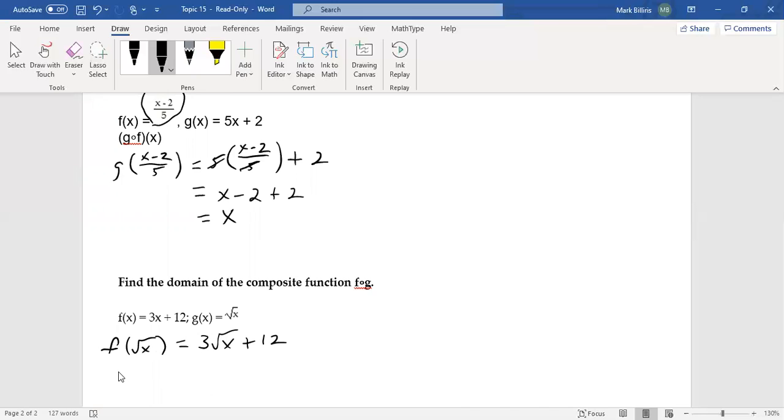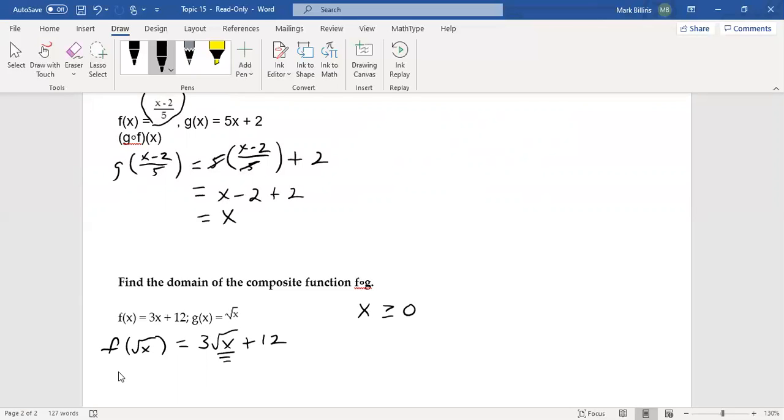So the only restriction to this function is the radical. And remember, the radicand, or the value underneath the radical sign, must be greater than or equal to 0. So to find the domain, all we do is we take the radicand, which in this case is x, and set it greater than or equal to 0 and solve. Well, it's already solved because we're not adding, subtracting, multiplying, or dividing anything times that x.